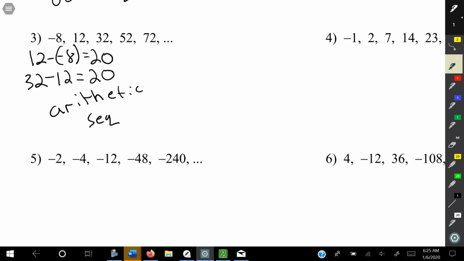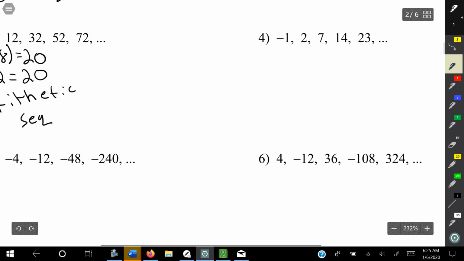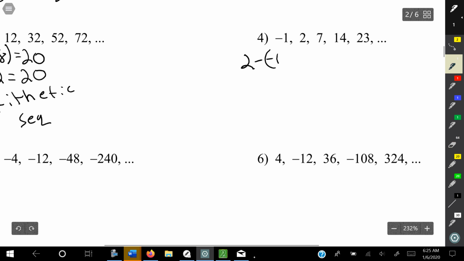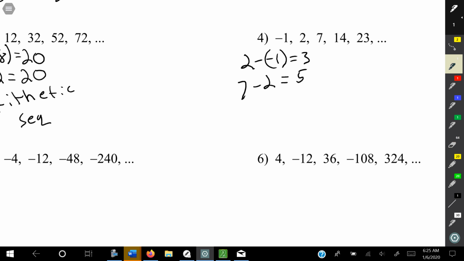All right, let's take a look at this example. Everything's the same. We're just going to subtract the second minus the first, so 2 minus -1, and when we do that, we get 3. Then we're going to do the third minus the second, 7 minus 2, and we get 5. You can see they're not the same number, so it is not an arithmetic sequence.